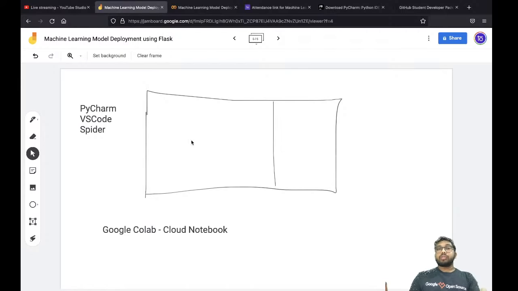If you are an Android user, let's say you don't have a system, you say, I don't have a system, is it possible to write some Python code on my Android phone or any kind of phone? Yes, you can do that. You just need to have Google Colab. How can I install Google Colab? Let's see. The only thing that you need is internet.